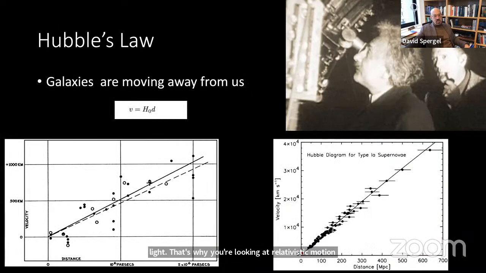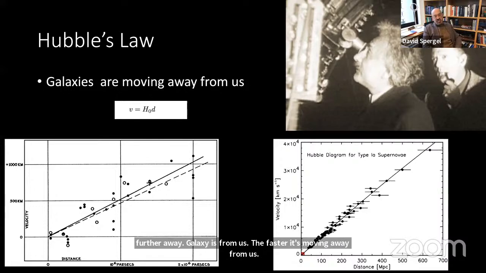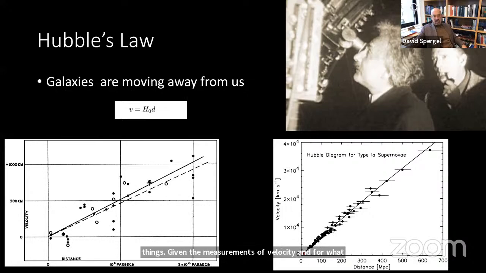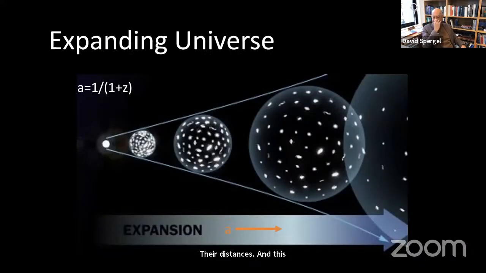Let's start with the observations. One of the observations that really led to the establishment of our expanding universe model, sometimes called the Big Bang model, but I think it's better to think of it as the expanding universe model, is that Hubble noticed that a galaxy's velocity depends on how far away it is. And that's Hubble's data on the left, some modern data on the right, looking at type 1a supernovae, and you can see the relationship between distance and velocity. The further away a galaxy is from us, the faster it's moving away from us. Of course, we can now turn this around for more distant things, and given the measurements of velocity, infer what their distance is. And this is all part of what we call an expanding universe.